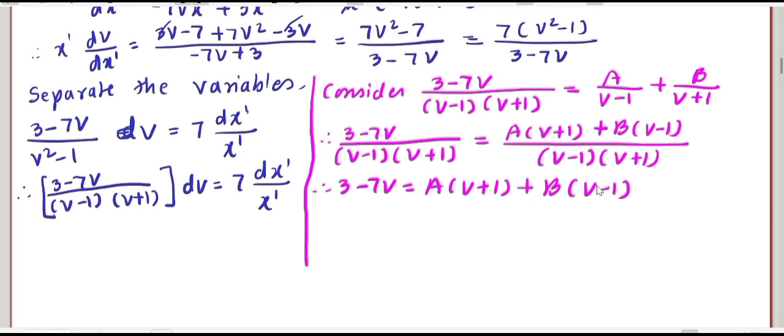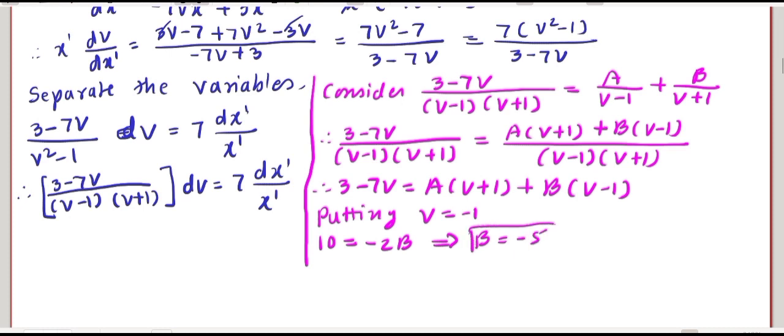Now if we put v equal to minus 1, here we get this value is 0. So we get the value of b. We get 10 is equal to minus 2b. From that we get the value of b is equal to minus 5. And putting here again v equal to plus 1, we get this value is 0. So we get the value of a.